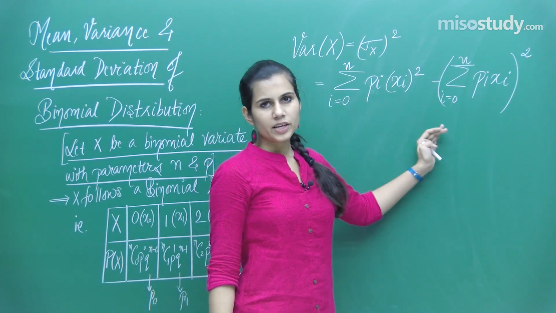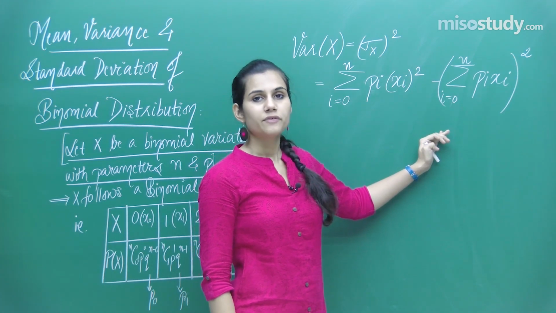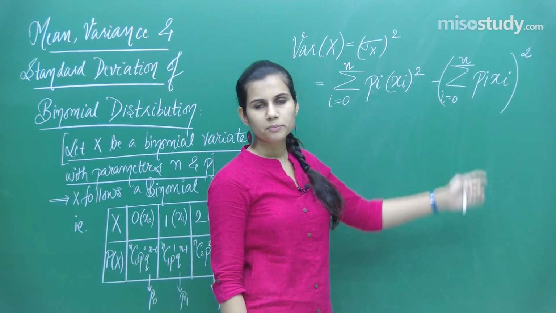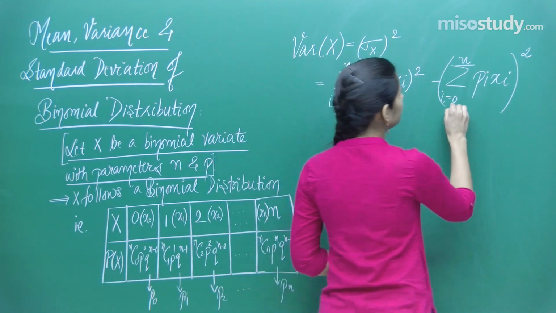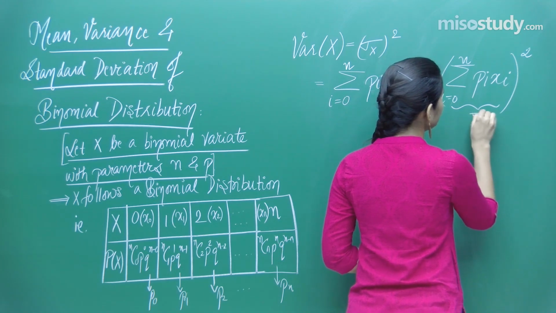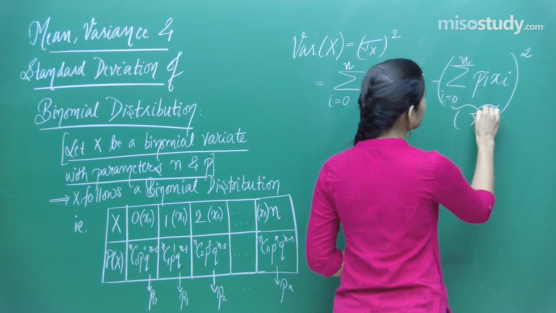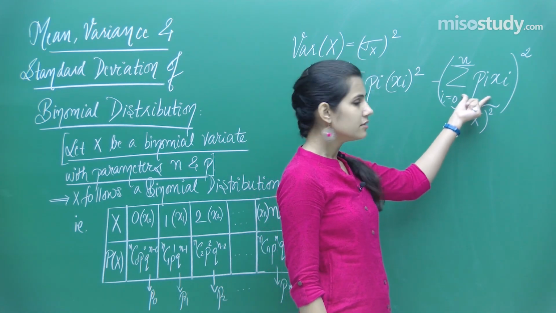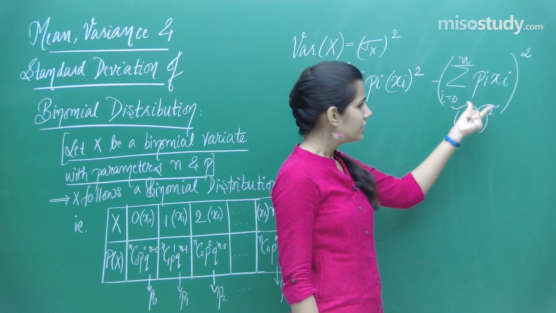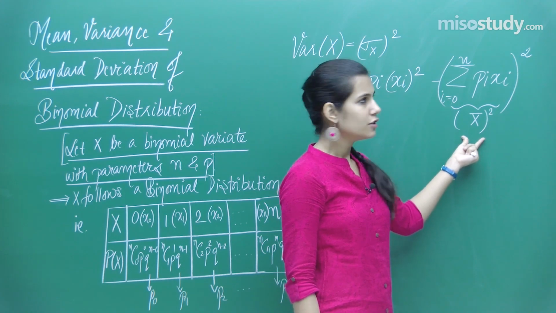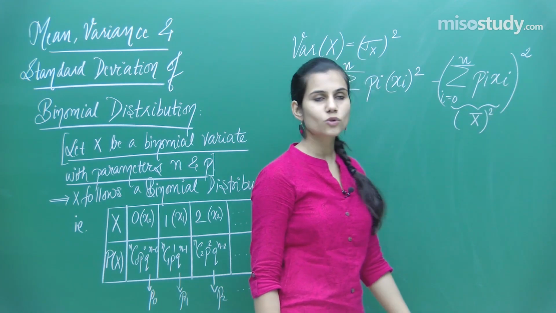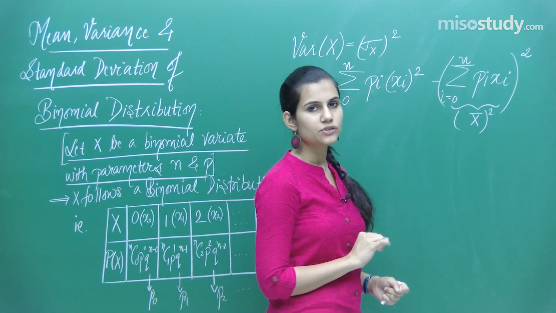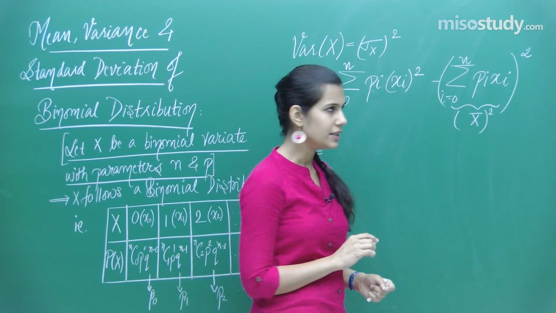This was the formula of variance which we have proved in our case of probability distribution, where summation pi xi is actually the mean. So here what you are writing is mean square. This is the mean of a probability distribution, this is x bar. So this is actually mean whole square. Now let's try to change the values accordingly as we have them.